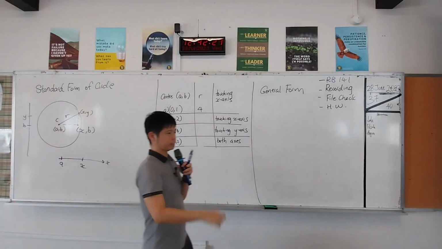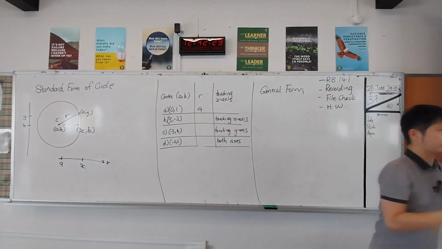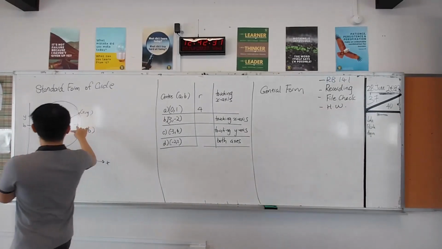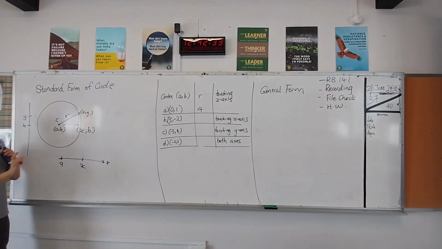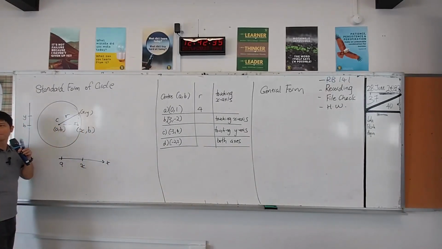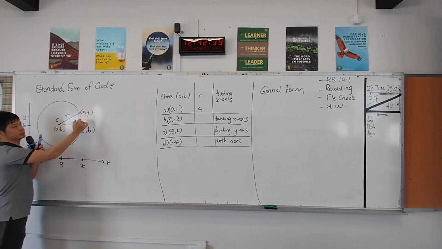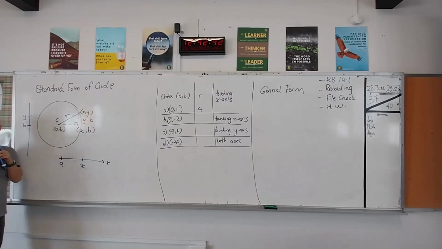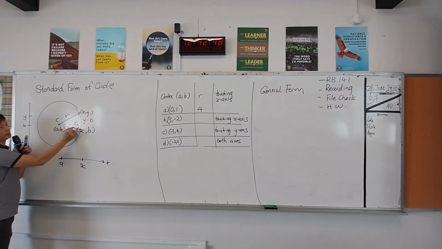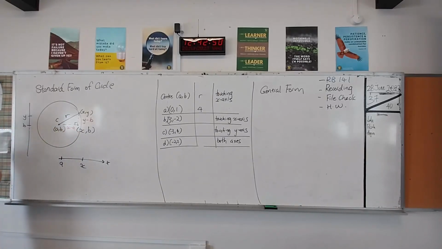Because you need to know the height of this right angle triangle. What is the height? Y minus B. And then what is the length of the base? X minus A. Now you see how we got the formula? Yeah, Pythagoras theorem, all right?